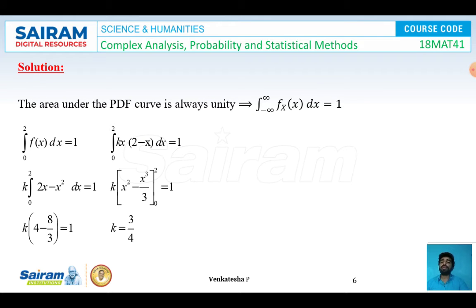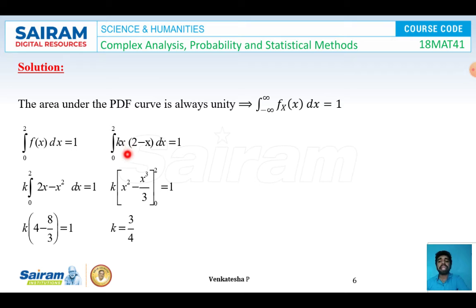To find the value of k, I am going to use the following formula. That is, the area under the PDF curve is always unity. That is, the integral from minus infinity to plus infinity of the PDF function f_X(x) dx is equal to 1. So now I am going to replace the given function kx(2 minus x) here along with the limit 0 to 2. So I got the equation: the integral from 0 to 2 of the function dx is equal to 1. So it will be equal to the integral from 0 to 2 of kx(2 minus x) dx is equal to 1.